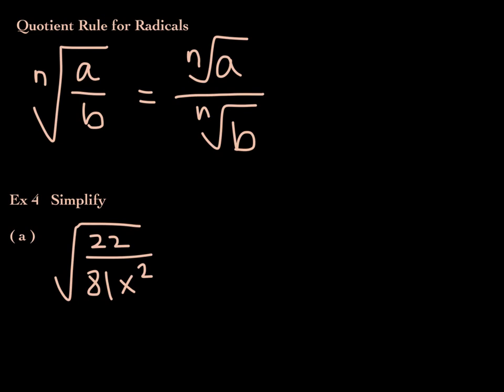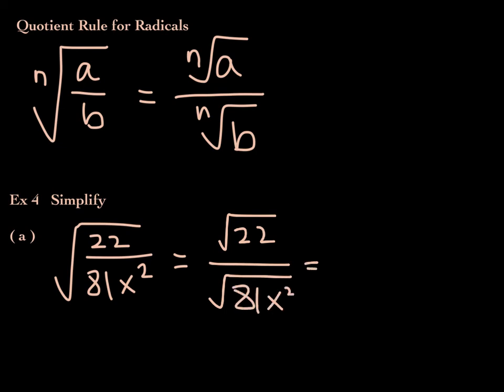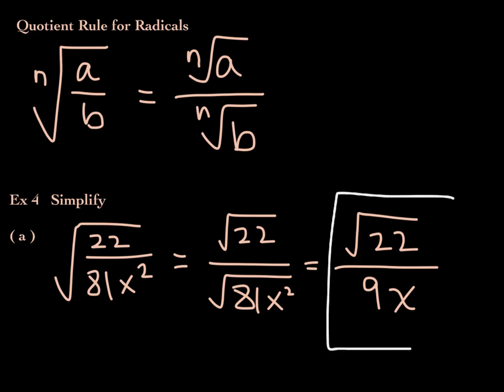Simplify the square root of 22 over 81x squared. Now, the quotient rule for radicals says that the square root of this quotient is equivalent to the quotient of the square roots, right? Like this. That's the quotient rule. And so the square root of 22 is just the square root of 22. That cannot be simplified because 22 does not have a factor that's a perfect square. The denominator, however, the square root of 81x squared is just 9x, assuming that the variable x represents a positive number. So that's our answer. We're able to simplify this expression using the quotient rule.